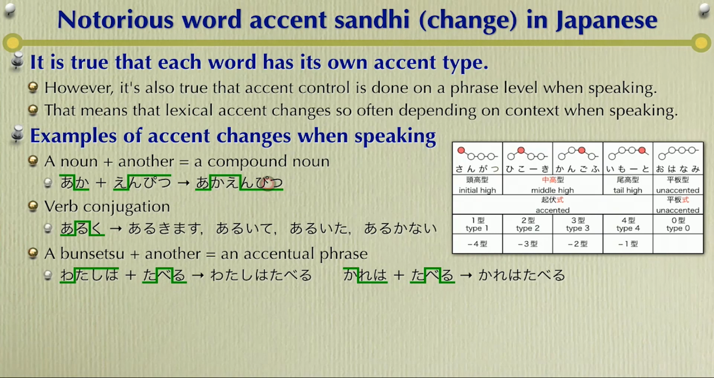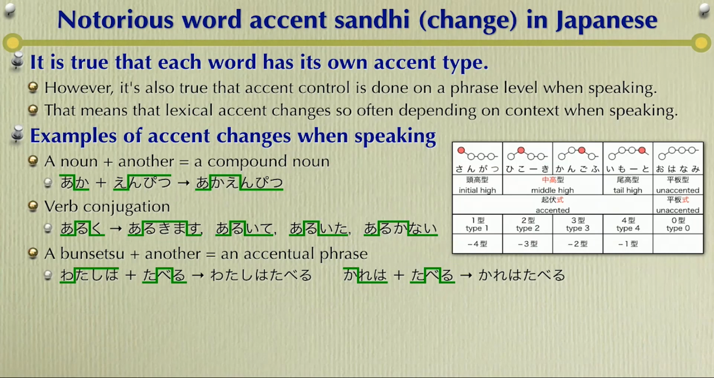And this is another example. Aruku means walk. And this is the polite form of walk, and walked, and not walk. This is a kind of conjugation of a verb. But in this case, the accent type is changed: arukimasu, aruita, arukanai.